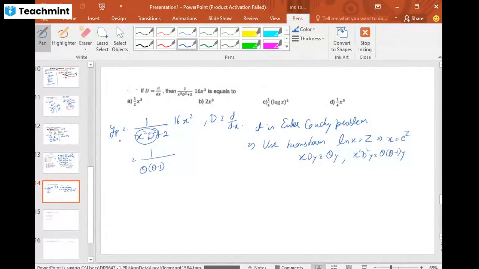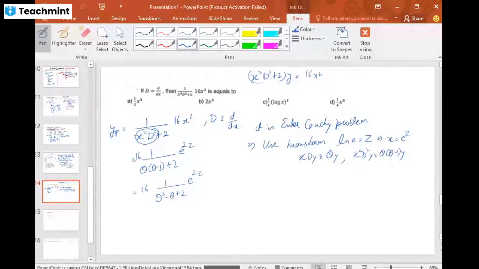We are simply considering the function of operator. If you have any confusion, you can take this factor to the left hand side first: (x square D square plus 2) y equal to 16x square. Now you can convert it into theta form and then take it to the right hand side. But it is obvious that the first order derivative is replaced with theta, and the second order with theta into (theta minus 1). And this 16 is taken outside. What is x? x is e power z. So x square means e power 2z. So it is 1 upon (theta square minus theta plus 2) of e power 2z.